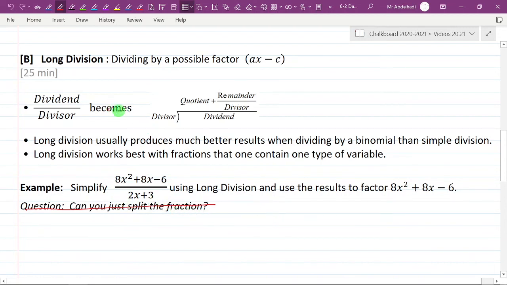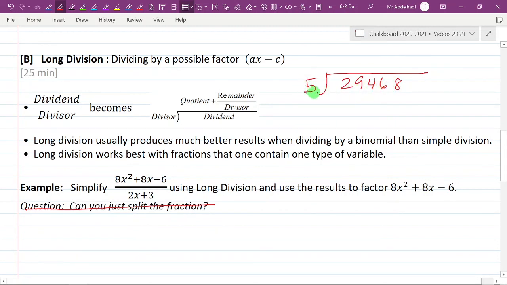Just to remind you how long division works, back in middle school, you might have done something like this. 5 divided into 29,468. If you remember how this works, this is the number you're dividing by. You're taking your dividend and dividing by your divisor. What's 29,468 divided by 5?